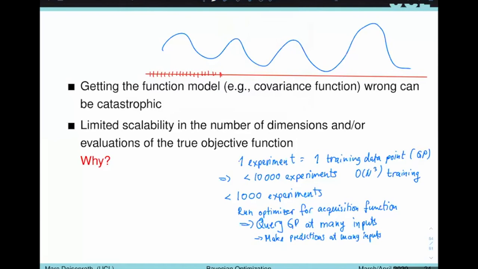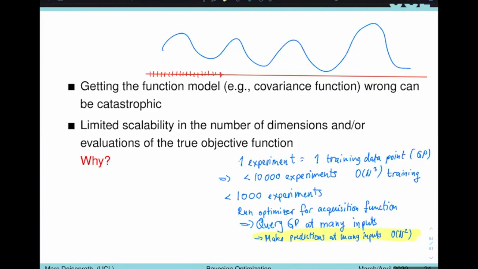So training was cubic in the number of data points, and predictions scale here in n squared. Now, although n squared is significantly smaller than n cubed, if we have to do a lot of these n squared predictions, that will be more expensive than the cubic training cost. So that's the reason why I think maybe 1,000 experiments is already relatively optimistic. So optimizing the acquisition function is the computational bottleneck in Bayesian optimization.